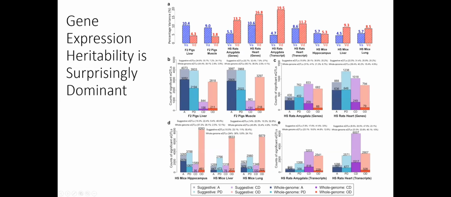Now we're moving on to gene expression. So interestingly, we see much more dominance heritability in gene expression traits than in physiological traits. Now this is completely bizarre because, as we all know, most cis QTLs are additive. Okay, but I'll explain what I think is going on. So apart from in the pigs, certainly in the mouse and rats, we see more dominance heritability.